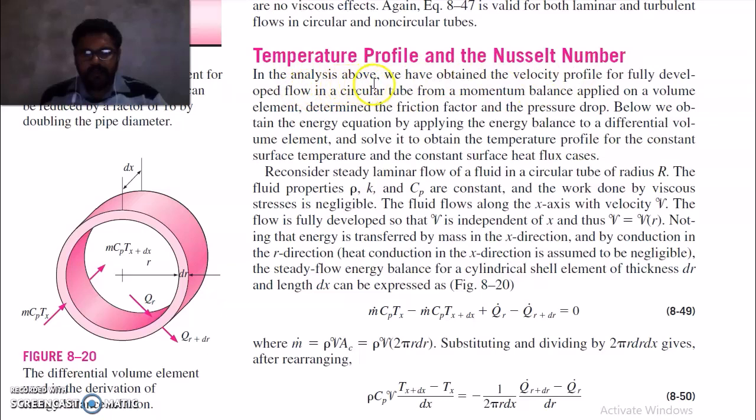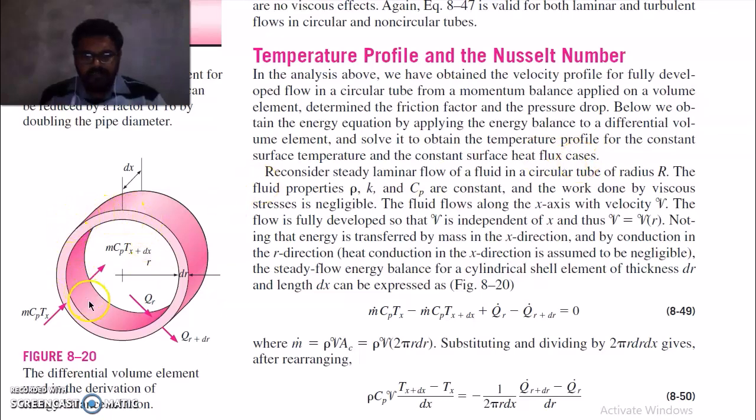In the analysis above, we have obtained the velocity profile for fully developed flow in a circular tube from a momentum balance applied on a volume element, and we had calculated the friction factor and pressure drop. Now we will use the energy equation, by applying an energy balance to a differential volume element, to solve for the temperature profile for the constant surface temperature and constant surface heat flux cases.